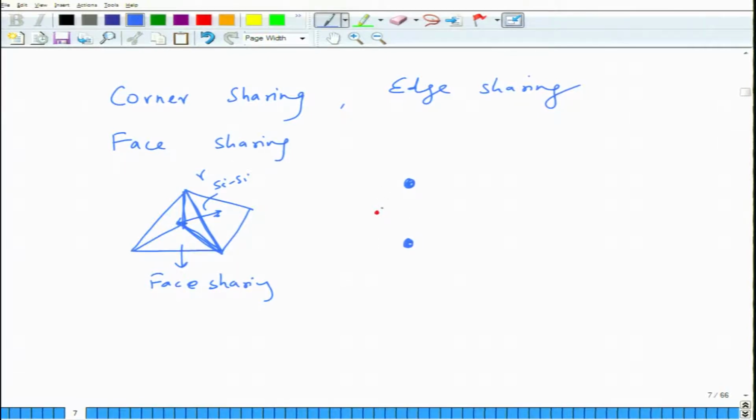Two oxygen atoms are going to be present, one somewhere here and one somewhere here. So you are going to have a tetrahedron like that, and another tetrahedron is going to be present somewhere like that. This is another silicon atom, and the other two oxygen atoms are going to be somewhere here and here. This is the tetrahedra, right? This is the edge sharing.